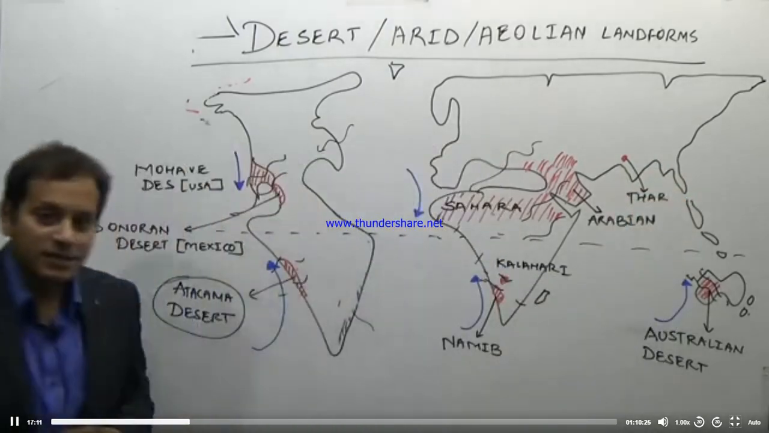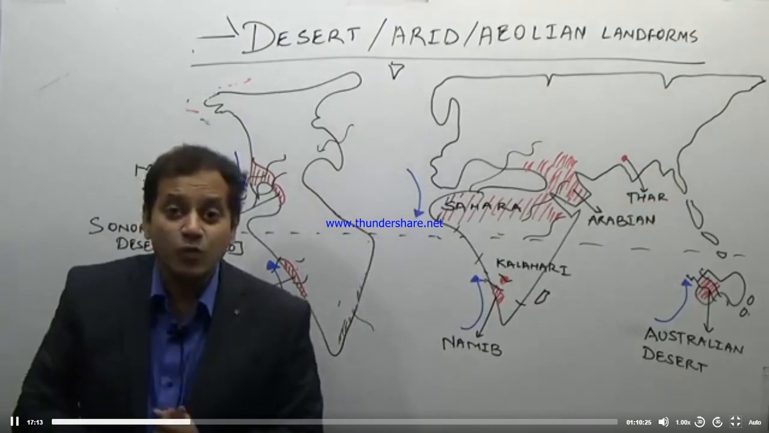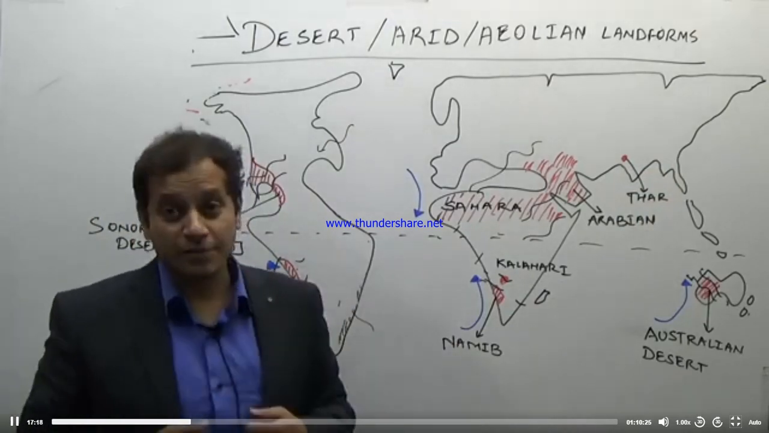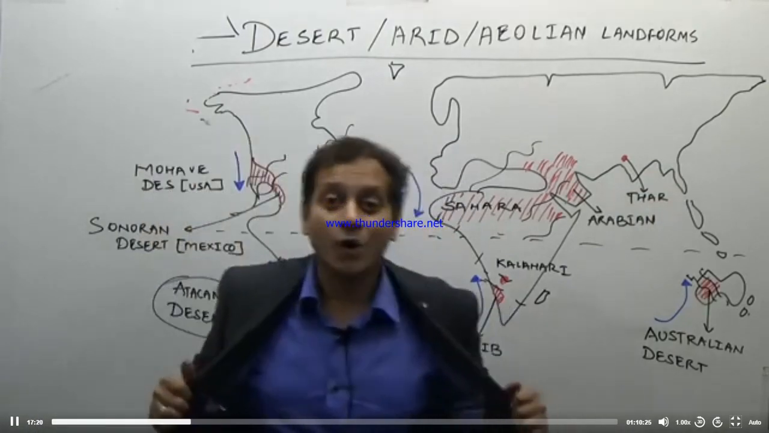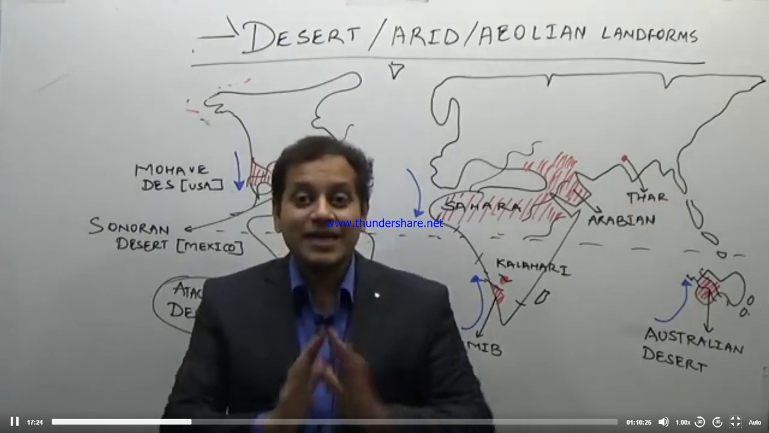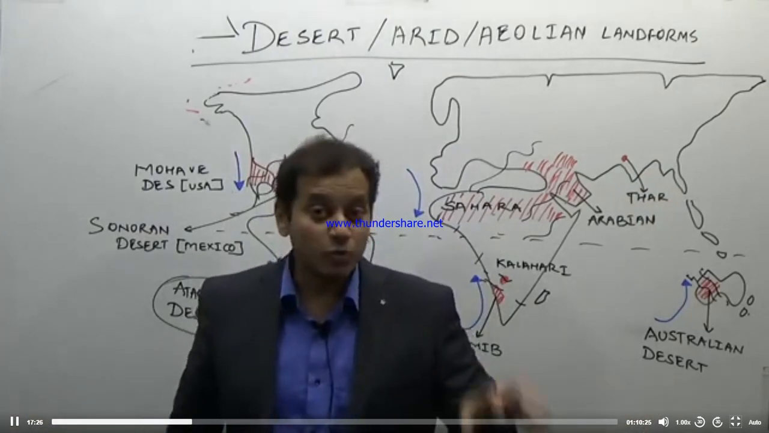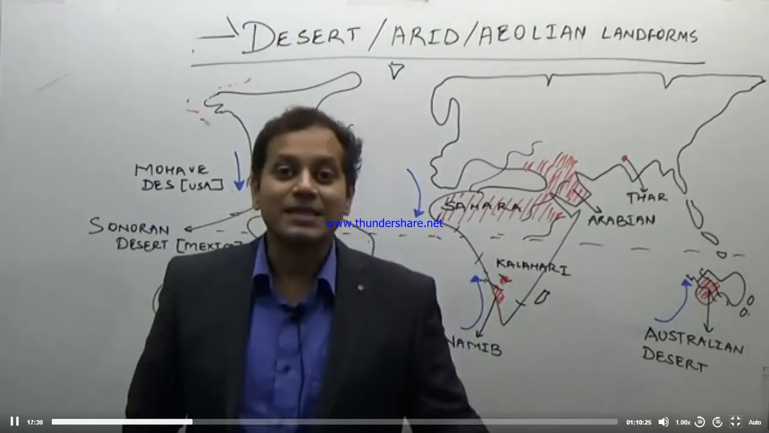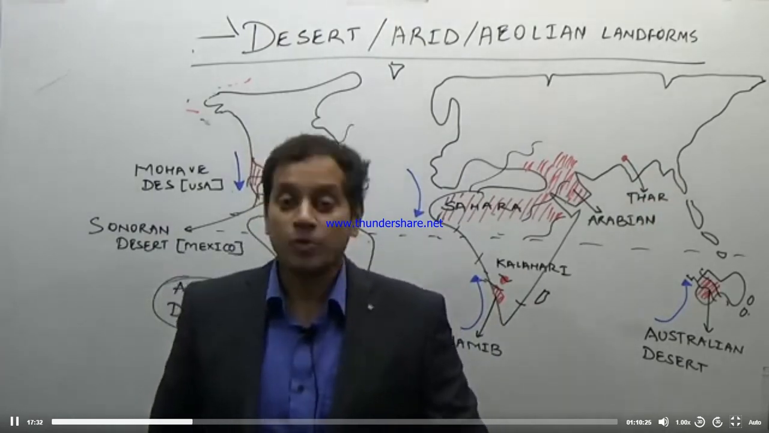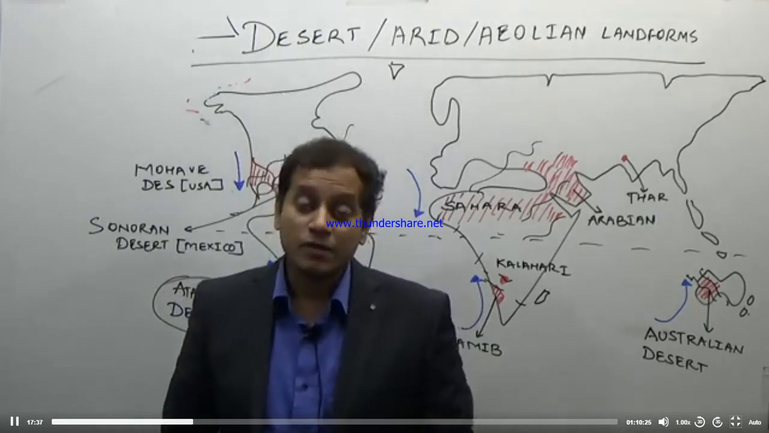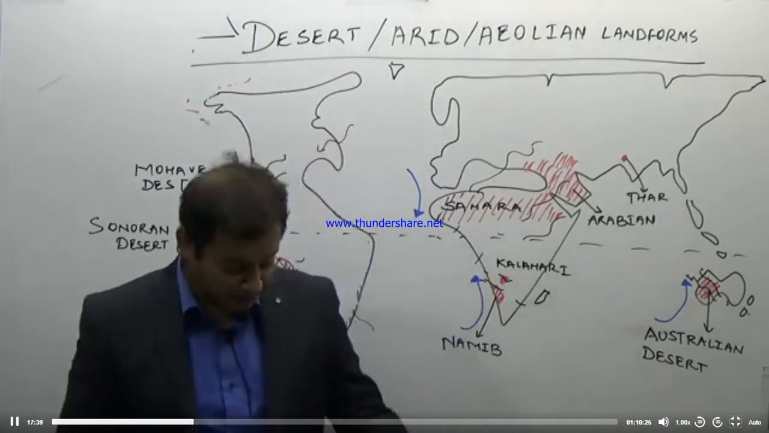Now the Mojave Desert is in which state of USA? Where is Silicon Valley situated? Where is Hollywood situated? Los Angeles, it lies in California. Not entirely, but most parts of California are a desert region. Los Angeles is a desert. You just see the progress these countries have made, that they have converted the deserts into one of the biggest entertainment centers of the world.